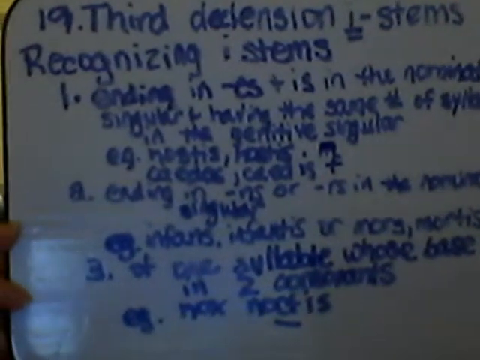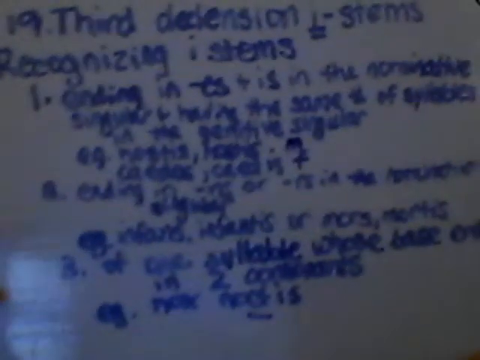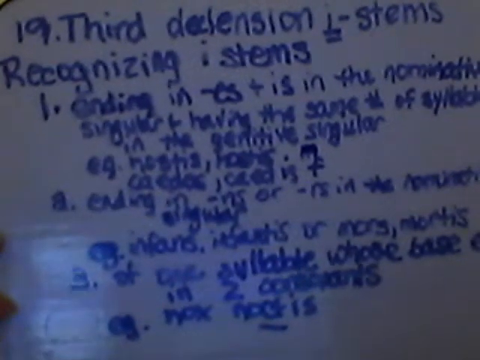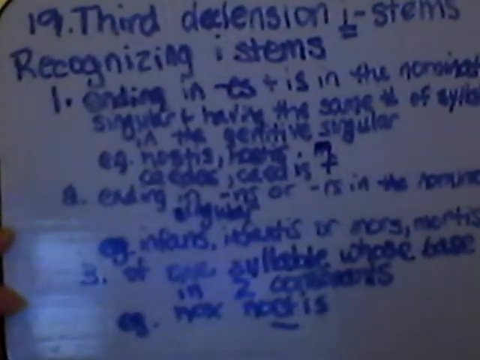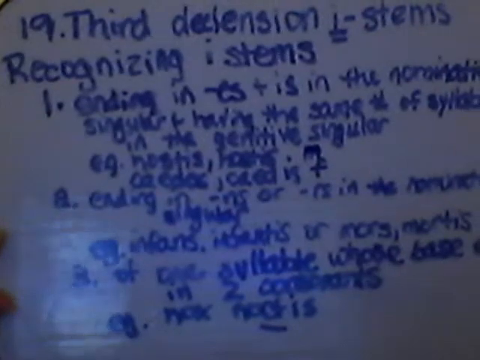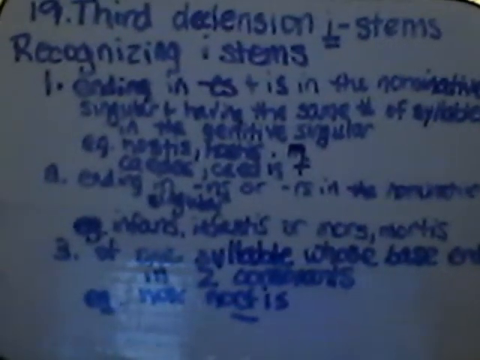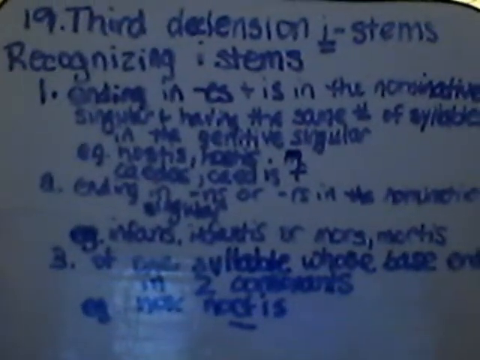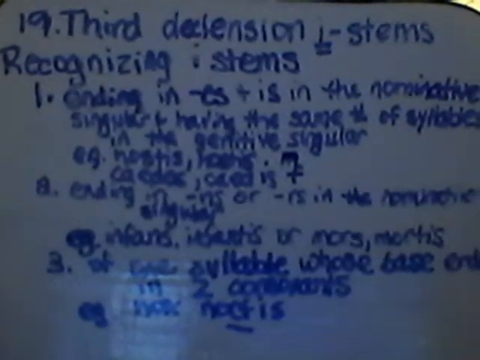Neuter nouns ending in -al, like animal, I bet you can figure out what that is, or -e, mare, they also are I-stem. So I'm going to hold that up for a second and then erase it and show you how to decline them. These are I-stem third declension nouns. Let me erase that, and we'll do an example for the masculine and feminine and an example for the neuter.